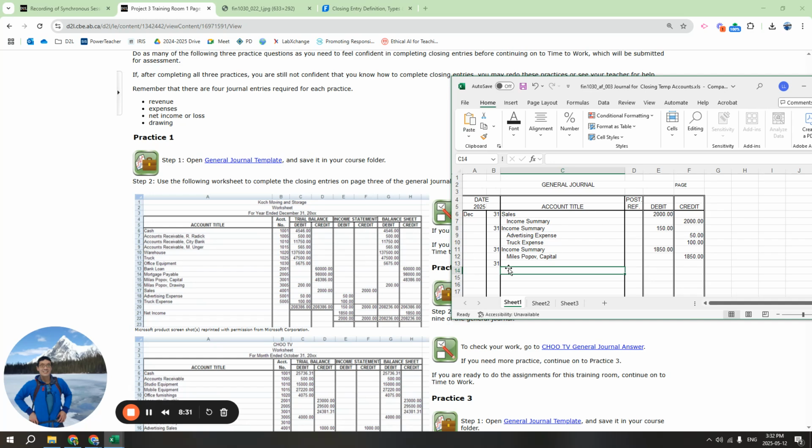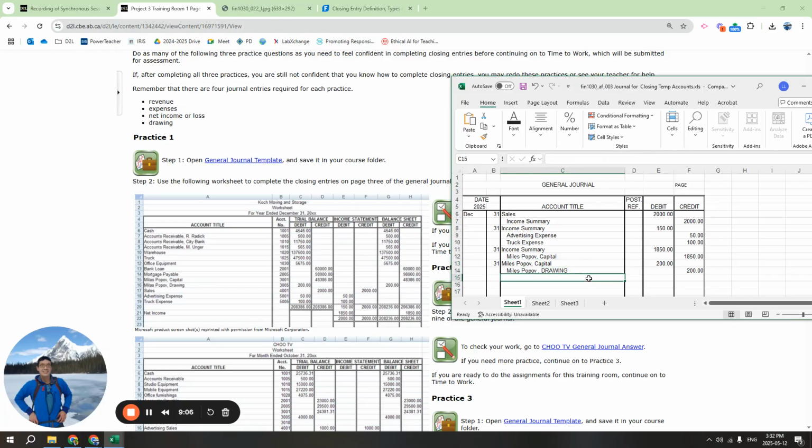So we're going to credit Miles Popoff drawing. And we're going to Miles Popoff Capital. So to close out that $200 debit drawing account, we need to put in a credit entry. And whenever we put in a credit entry, we have to debit something else. In this case, it's going to be our capital account.